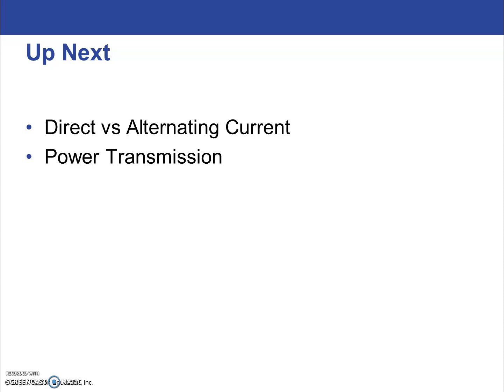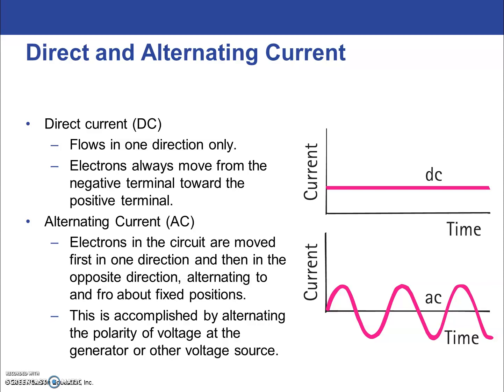Now let's introduce direct and alternating current, two different types of current. And we'll talk about power transmission after that. So current can flow two different ways. The way you've probably been thinking of current so far is direct current.